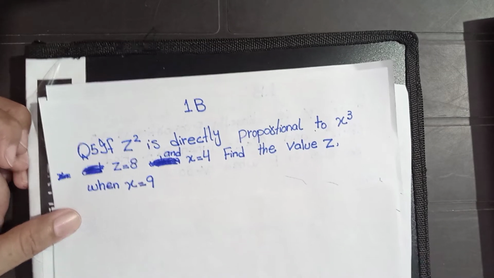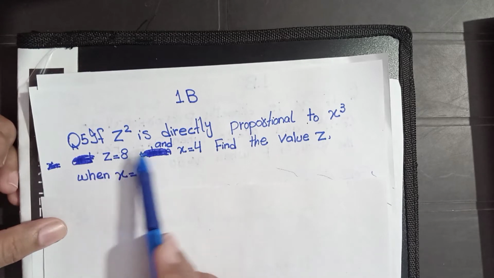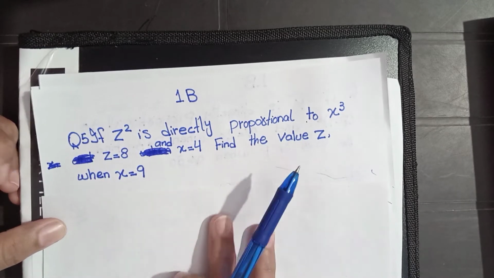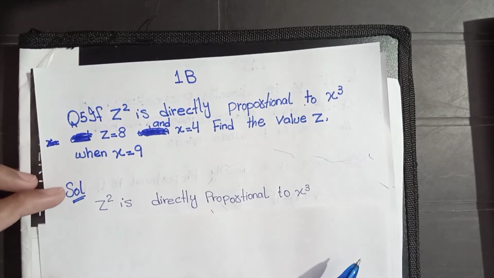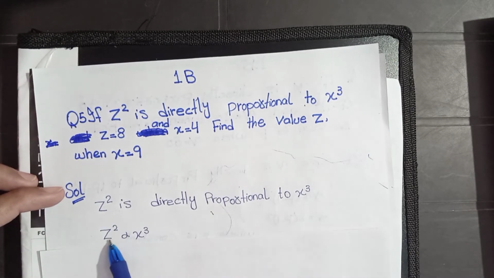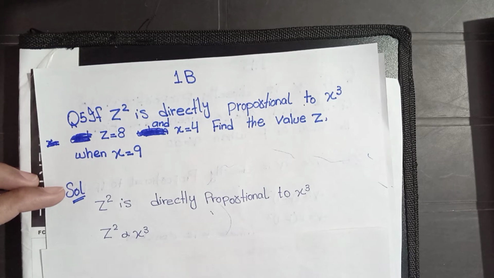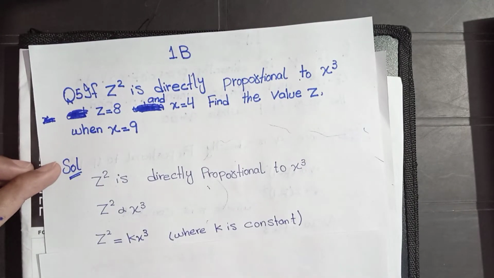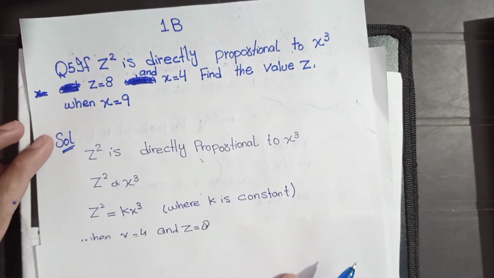Okay, let's start it. First of all, since z square is directly proportional to x cube, this is the proportionality sign. The proportionality sign changes to equality. Here we insert k, where k is a constant. Like that, z squared is equal to k x cube, where k is a constant.